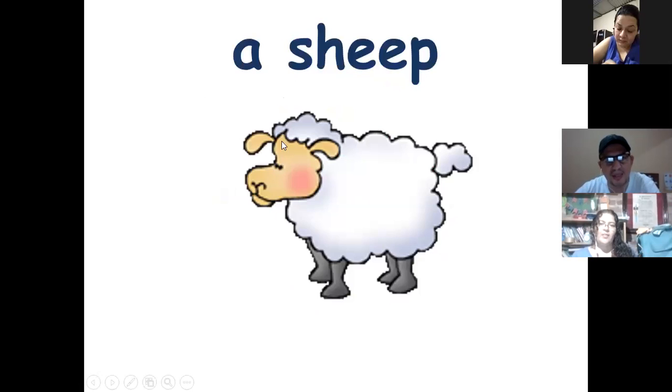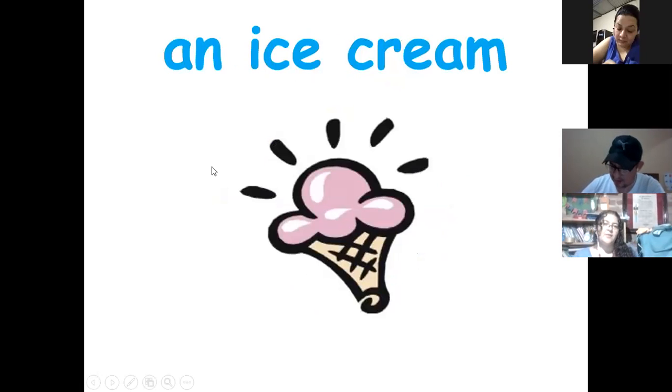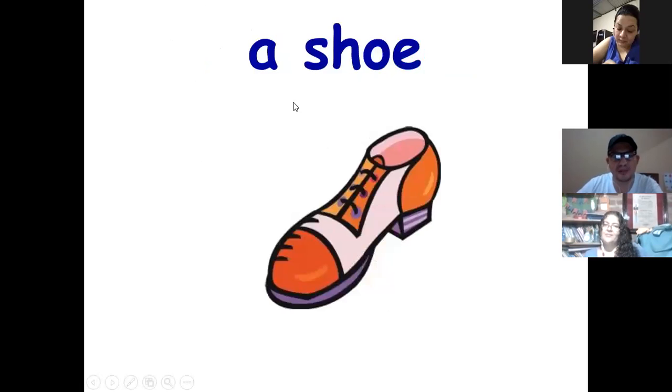Next, sheep. A sheep. Okay. ¿Por qué? Sonido consonante, ¿ve? Sh. Okay, a sheep. Ice cream. Listen, I sound is a vowel sound. So, digo, an ice cream. Okay, un helado. Okay, o sorbete que lo conocemos nosotros acá. A shoe. Okay. Bless you, díganme. Salud. A shoe. Okay. That's it.